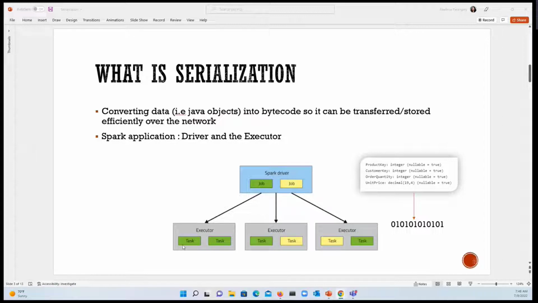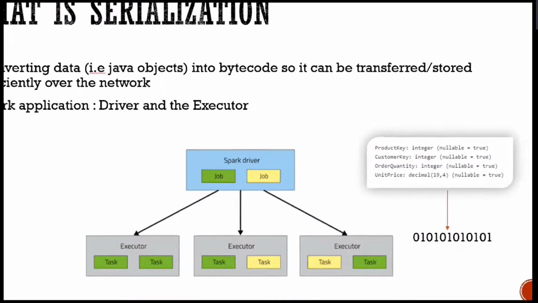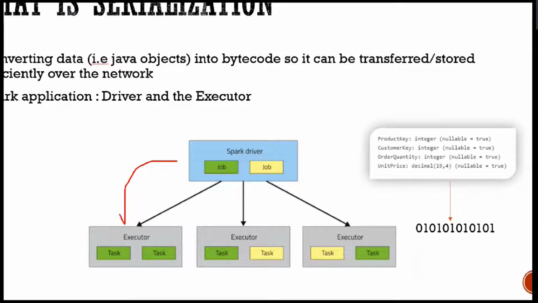Imagine these executors are like little computers, and the driver is the main computer where you're working, and a resource manager is there to assign resources like memory and CPU to each of these executors. So the job starts from here and goes to each of these executors. Let's say I have a data set that has product key, customer key, order quantity, and unit price. It is partitioned, and it goes to each of these executors.